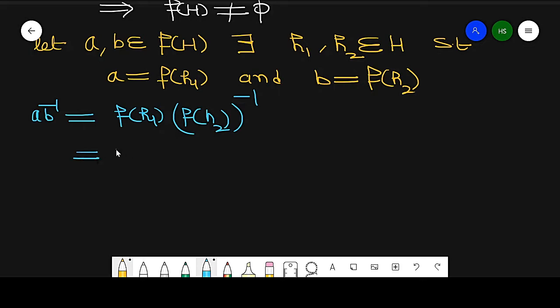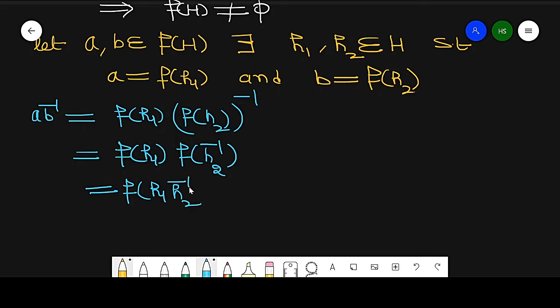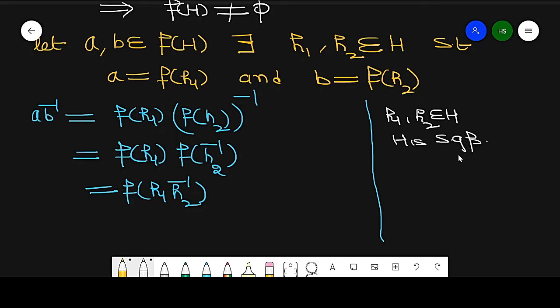Since f is a homomorphism, this can be written as f(h1) times f(h2 inverse). Since it is a homomorphism, this can be written as f(h1) into f(h2) inverse. Now h1 and h2 belong to H, and H is a subgroup. If H is a subgroup, then it implies h1 h2 inverse belongs to H.